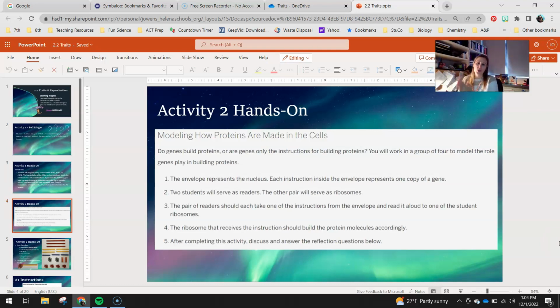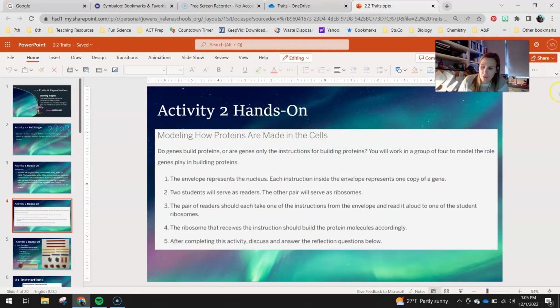One person reads the instructions. One person builds the protein. In class we did it a little differently, where we just built them together as partners. The pair of readers should take one of the instructions from the envelope and read it out loud to one student ribosome. The ribosome that receives the instructions should build the protein molecules accordingly. So the ribosome is the one responsible for gathering all the little ingredients, which I'll show you in a second, and putting them together to form a protein. After completing this activity, discuss and answer the reflection questions below.